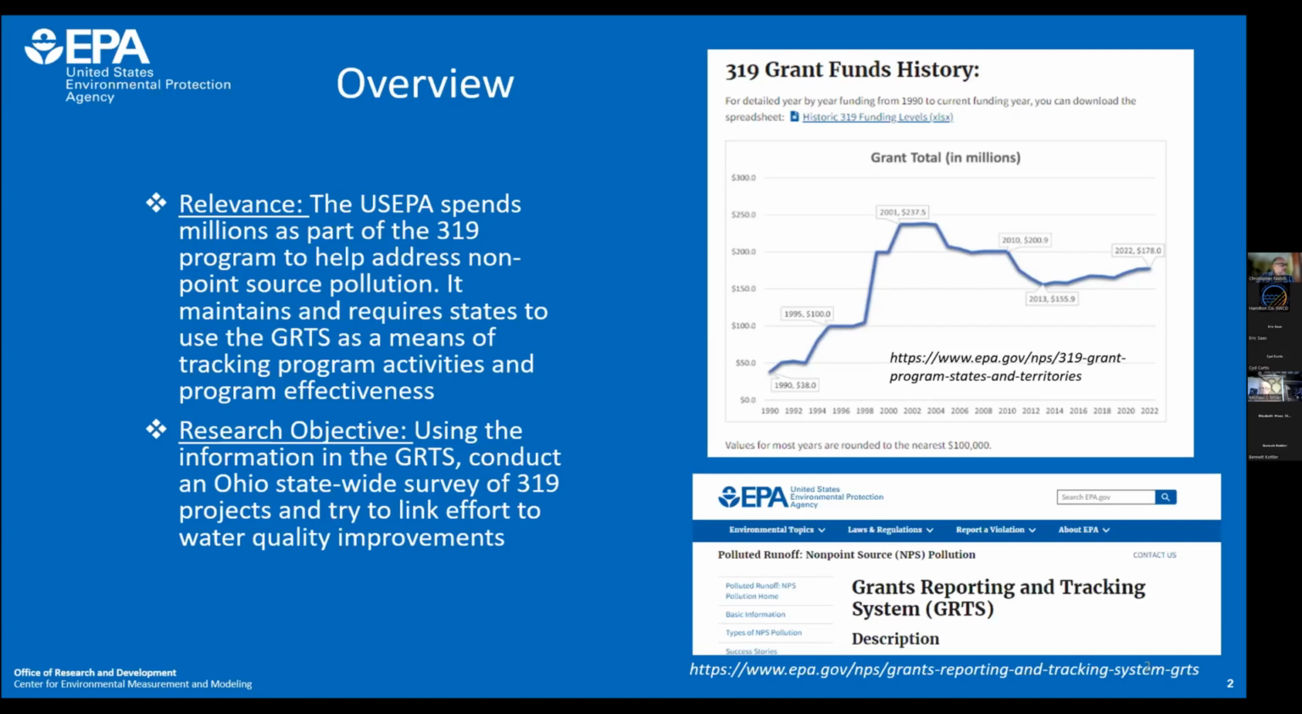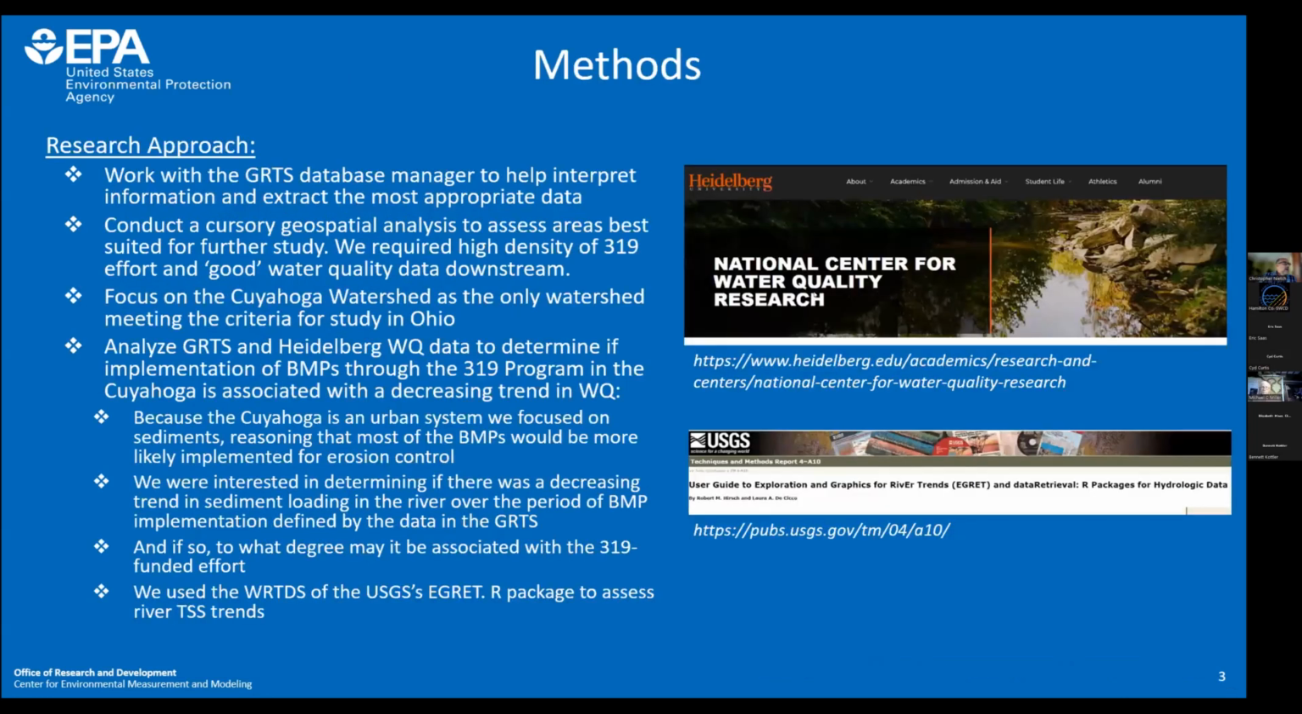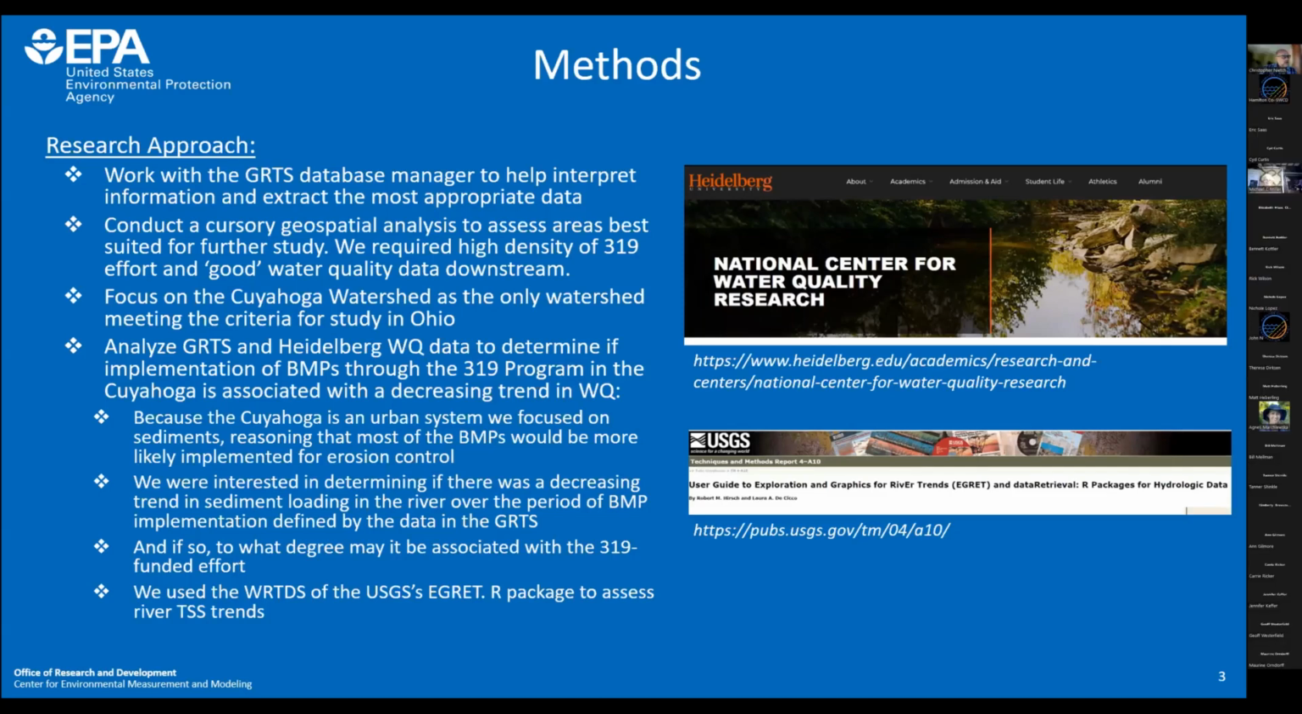And our research objective here was, using the information in the GRITS, can we conduct a statewide survey? We started out with Ohio because that's what we're most familiar with. Survey the 319 projects and try to link effort to water quality improvements. And our original intent was to indeed do a statewide analysis. And as we started diving into the information and where projects were located, we ended up refining our attention to the Cuyahoga watershed, and I'll explain why that is soon.